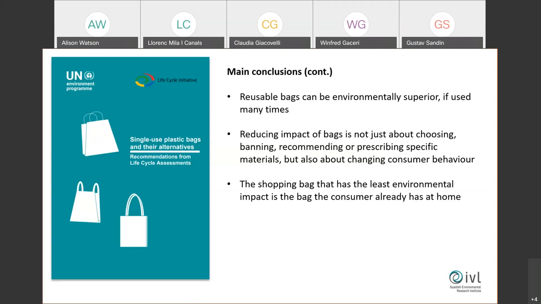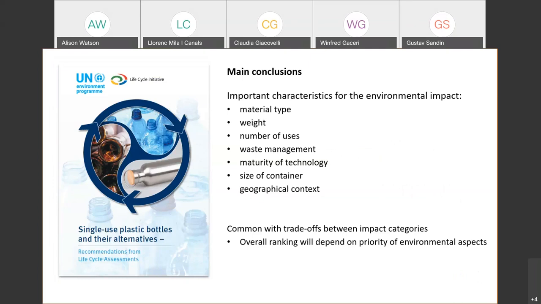Next slide, please. Let's move on to the single-use plastic bottles and their alternatives. Here, important characteristics for the environmental impact of these products are material type. And this is not only about plastic bottles versus glass bottles versus aluminium cans, but also about bio-based versus fossil plastics, recycled versus virgin content, etc. So we can see that variations within a material category are often larger than variations between materials.